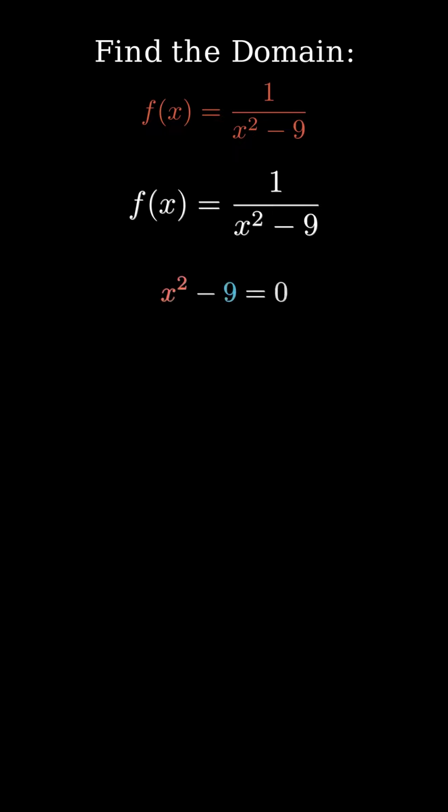To find where the function is undefined, we check when the denominator equals 0. So we solve x squared minus 9 equals 0. Let's pause and recognize this as a special factoring case, the difference of two squares. Recall, a squared minus b squared factors into a minus b times a plus b.